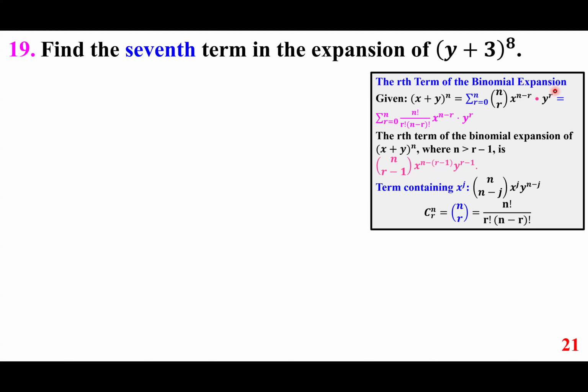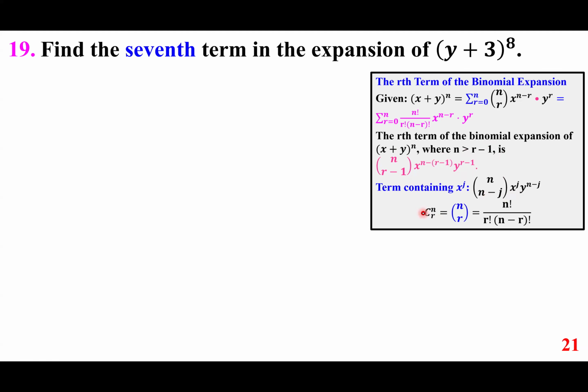However, what is the rth term of a binomial expansion? x plus y to the power of n is the summation, r going from 0 to n, of n choose r, x to the power of n minus r, y to the power of r. And here's the combination: n choose r is n factorial over r factorial, n minus r factorial. The rth term of the binomial expansion x plus y to the power of n, where n is larger than r minus 1, is n choose r minus 1, x to the power of n minus r minus 1, y to the power of r minus 1. The term containing x to the power of j would be n choose n minus j, x to the power of j, y to the power of n minus j. And of course, the combination.